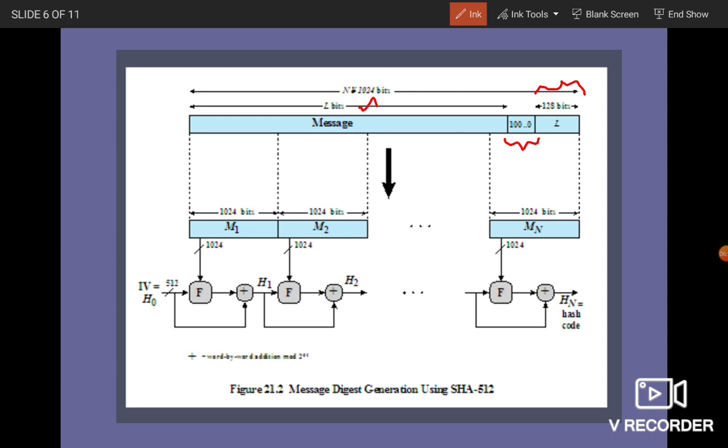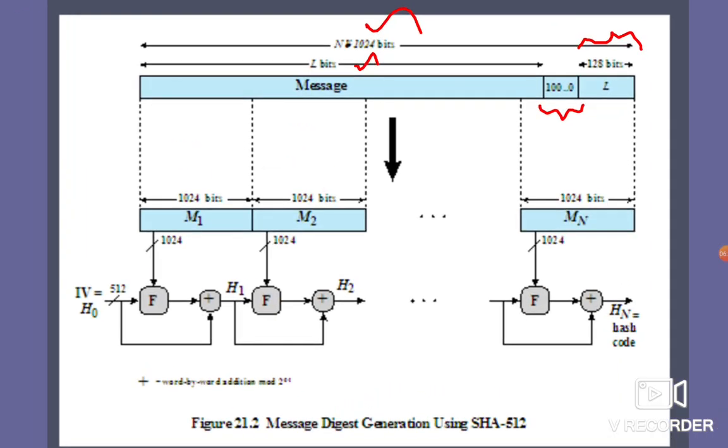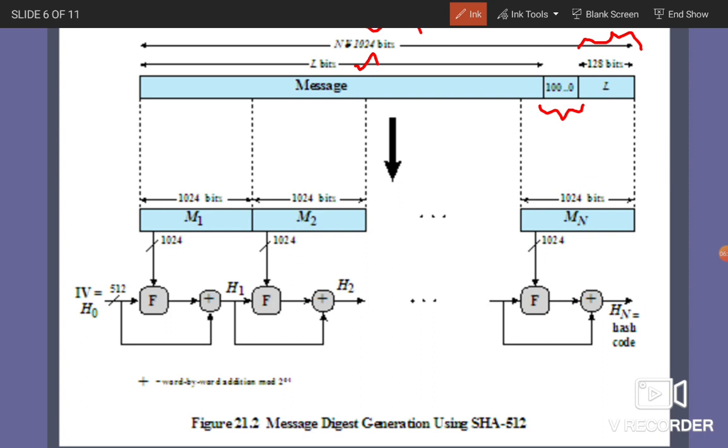Okay, so now the message is a multiple of 1024. This is our aim. So then the message is divided into an equal number of 1024 bit blocks, and they are named M1, M2, M3 up to Mn, and each block is given to the hash function, that is the heart of the hash function F. Initially it is also supplied with an initial vector of length 512, and each block is processed.